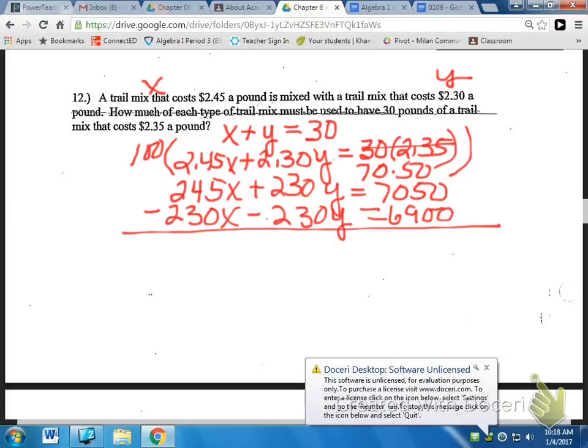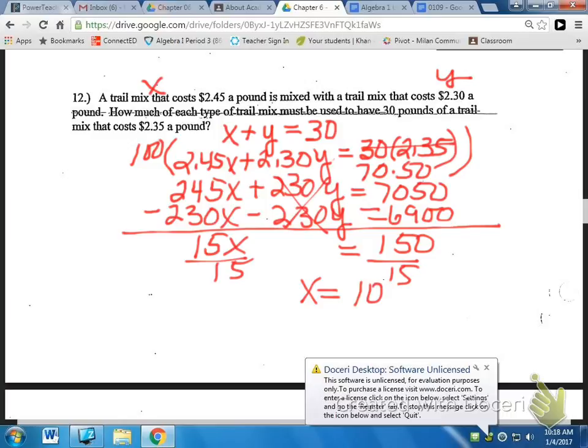So when I combine this together, the y's fall out again. I get 15x equals 150. Boy, that works out nice, doesn't it? Yes, it does. Divide that by 15, and x is 10. So that means that there are 10 pounds of the $2.45 cost.